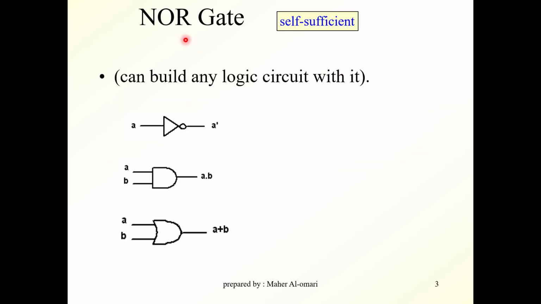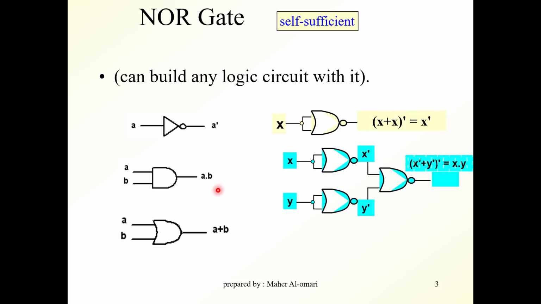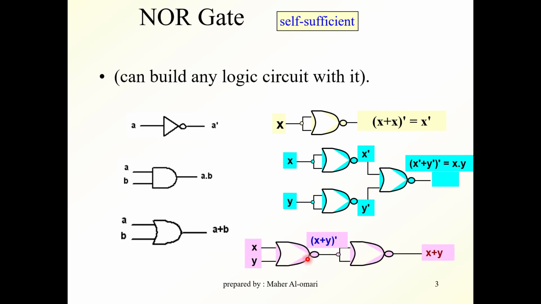Okay, we said that the NOR gate is a universal gate. It's a self-sufficient gate. I can use the NOR gate to build all the logic circuits without needing any other type of gates. For example, to implement the inverter, we have this circuit. To implement the AND gate, we can implement it using this circuit. This is an inverter, this is another inverter into a NOR gate. An OR gate can be implemented using this circuit. It's a NOR followed by an inverter.